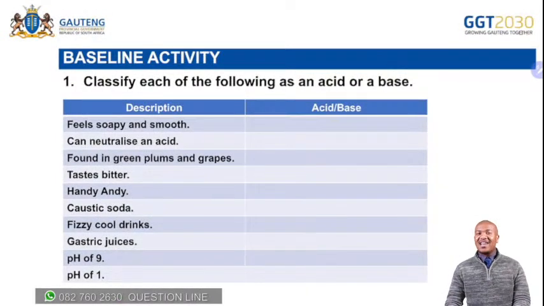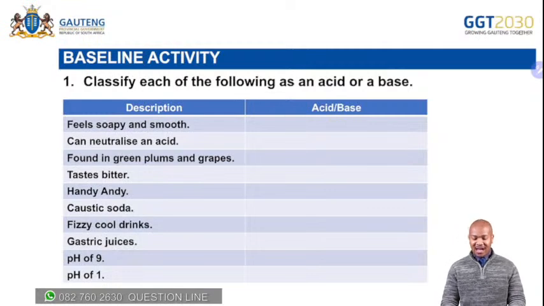Welcome back, grade 9s. I hope you have enjoyed the baseline activity. I see we have been getting some answers. For those who are not aware of the WhatsApp number, it is 082 760 2630. Send us your responses or questions if you have any. Now let's look at the solutions.